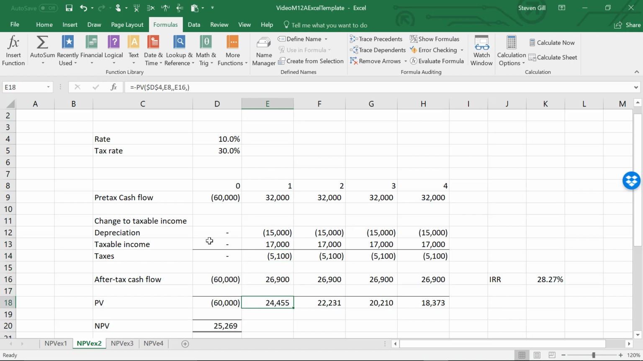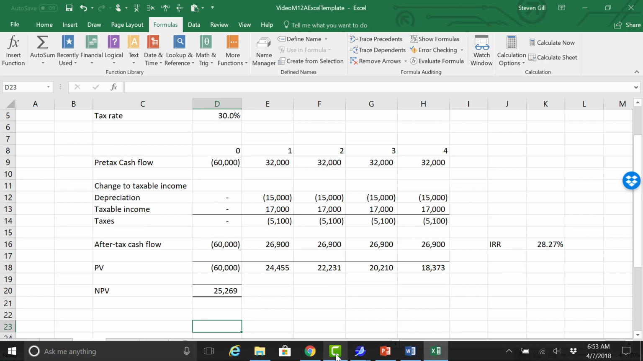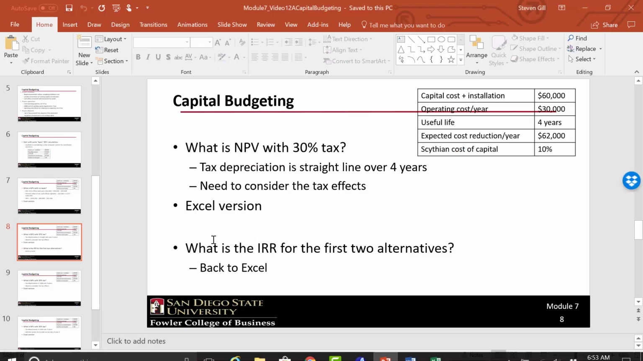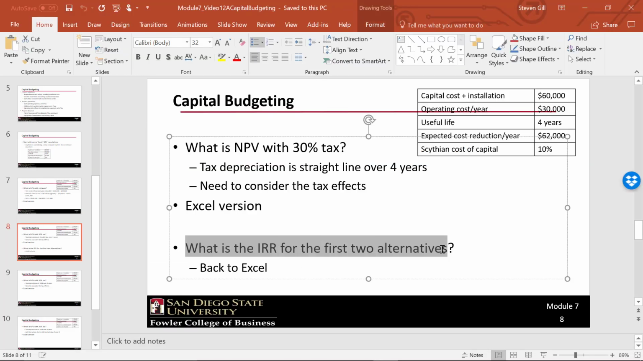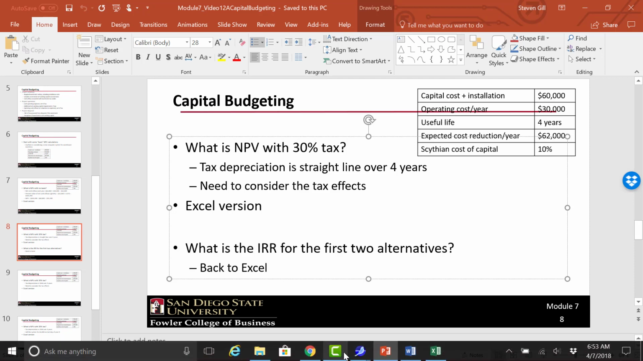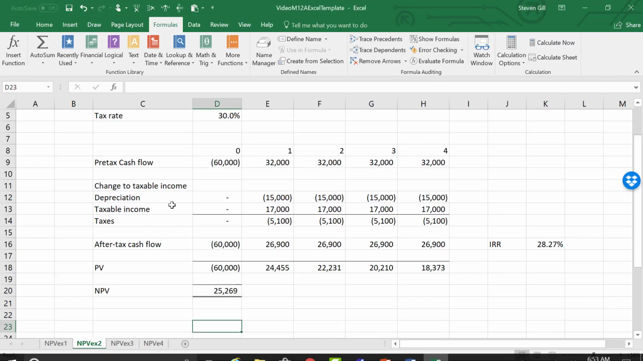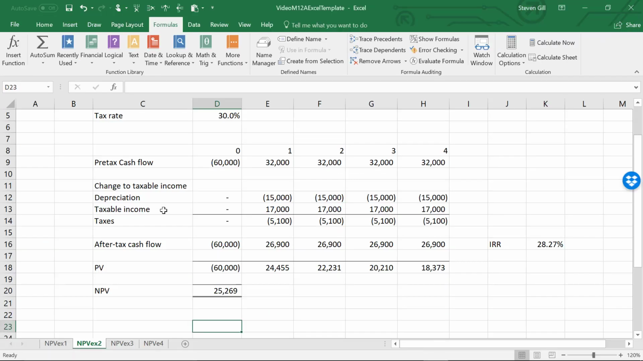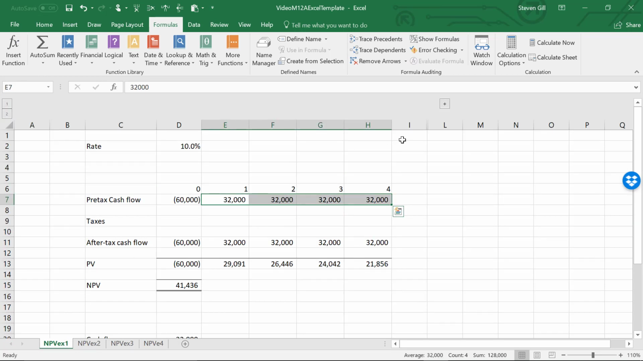Now I can use the same present value function to calculate back the present value of each one of these and get the net present value. Okay, let's go back to our PowerPoint slides. The next question is, let's calculate the internal rate of return. The book describes what the internal rate of return is, so rather than go through that, we're going to use Excel, and I'm going to show you how to calculate the internal rate of return.